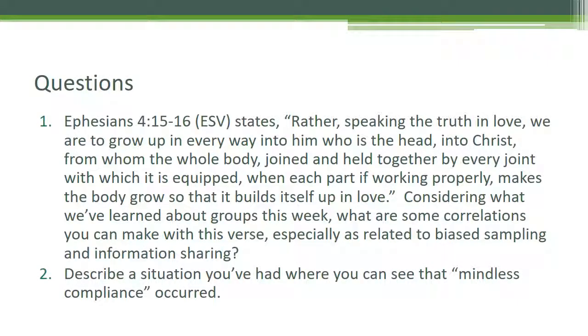Ephesians 4:15-16 states, "Rather, speaking the truth in love, we are to grow up in every way into Him who is the head, into Christ, from whom the whole body, joined and held together by every joint with which it is equipped, when each part of it working properly, makes the body grow so that it builds itself up in love." Considering what we've learned about groups this week, what are some correlations you can make with this verse, especially as related to bias sampling and information sharing? And the second question is, describe a situation you've had where you can see that mindless compliance occurred.